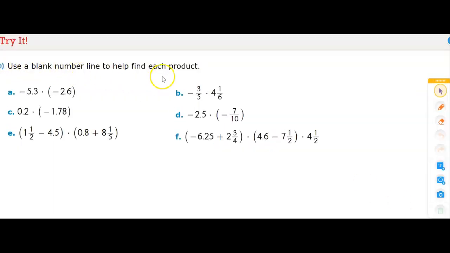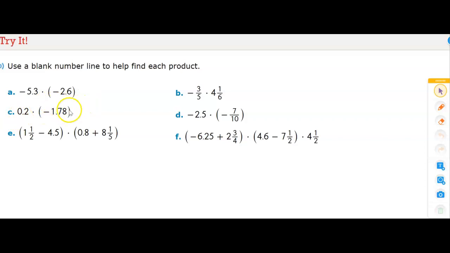Use a blank number line to help find each product. I am not going to show you a number line. What's most important is knowing how to multiply these rational numbers. So A is self-explanatory in the sense that you're multiplying the two decimals and they're negative. So a negative times a negative will give you a positive answer.